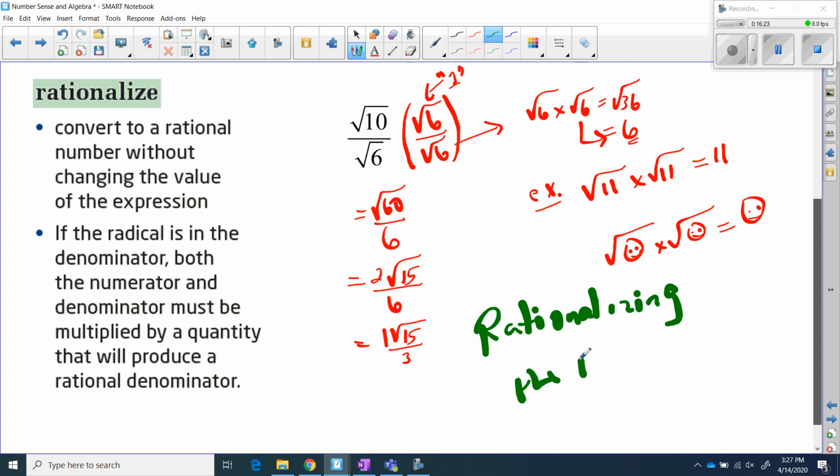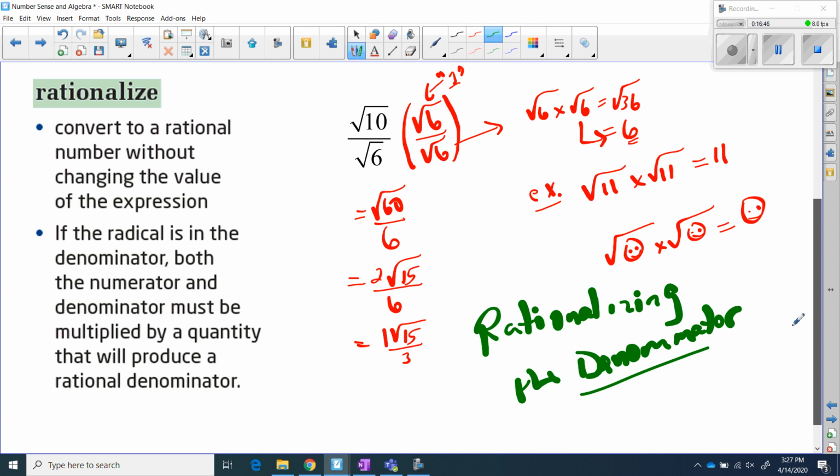Now, if you stick around for your pre-calculus courses, by the time you hit grade 12, well, actually, in some cases, just because of the process we're getting into, we actually may rationalize the numerator. But for this course, we're only going to ever rationalize the denominator.